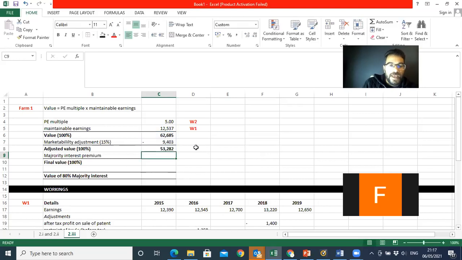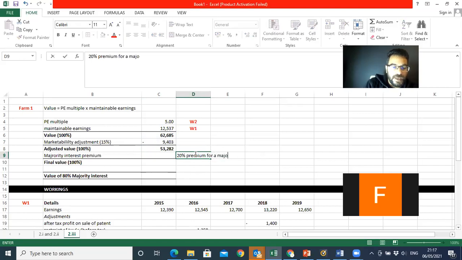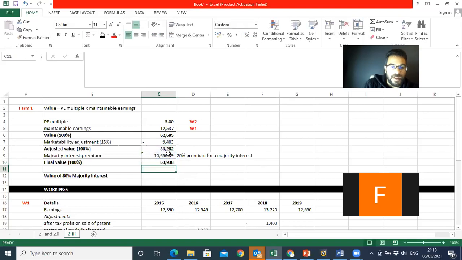But we're acquiring a majority interest. Okay, we're acquiring majority interest. So I'm going to say 20% premium for a majority interest. So you must add a majority interest premium. Okay, so we add a majority interest premium. So I'm going to say that multiplied by 20%. And then we get a new final value. So now the final value is that.